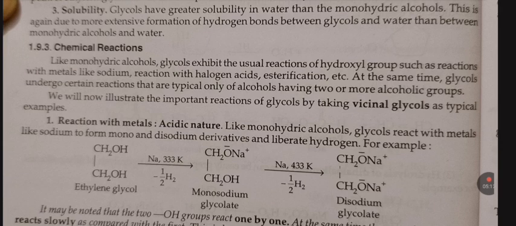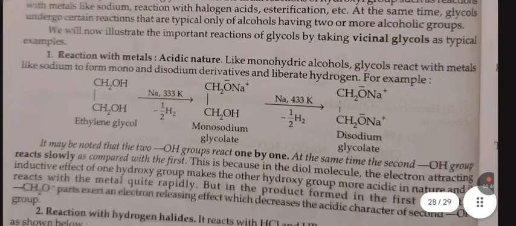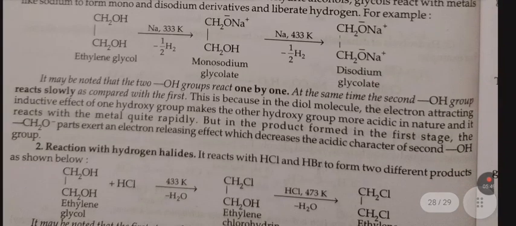Reaction with metal. Acidic nature. Like monohydric alcohol, glycol reacts with metal like sodium to form mono and disodium derivatives and liberate hydrogen. For example, ethylene glycol in the presence of sodium at 333 Kelvin, we will get monosodium glycolate. Then in the presence of Na, that is sodium, at 433 Kelvin, we will get disodium glycolate. It may be noted that the two OH groups react one by one. At the same time, the second OH group reacts slowly as compared to the first.